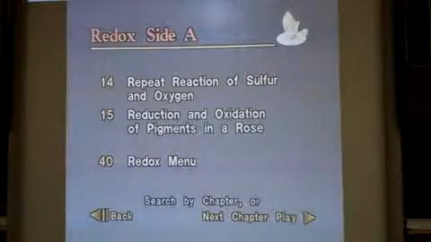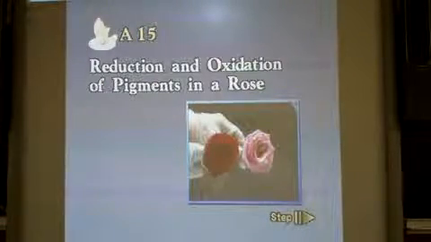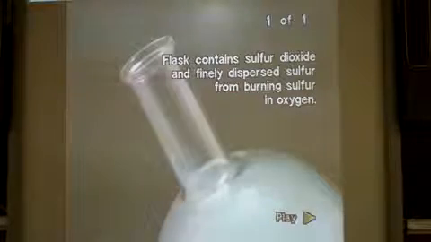Okay, so we've made some SO2. We've got our sulfur dioxide gas. I know, not that exciting. But again, there's that beautiful blue flame. Now, this is fun, biochemistry. What about a rose? Red rose, oxidation reduction.